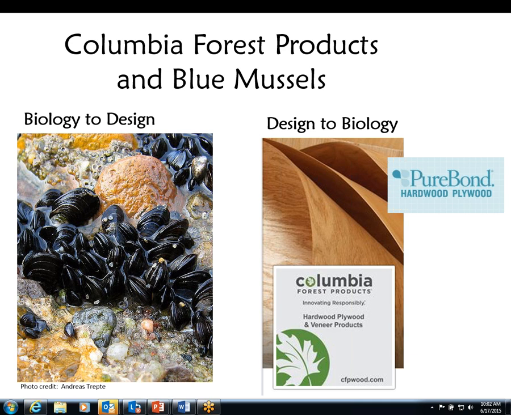And the result is this adhesive that Columbia Forest Products use called PureBond, and they've been able to, over time, eliminate the VOCs from their product line. So it's a pretty cool biology to design and design to biology example.